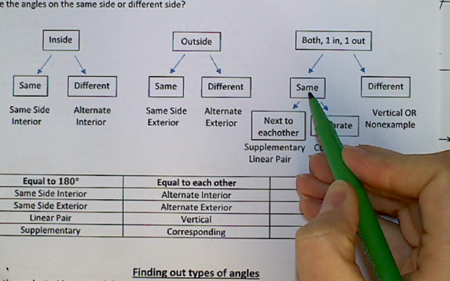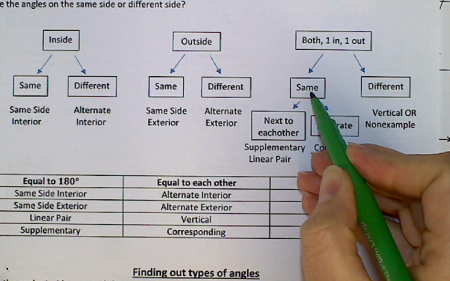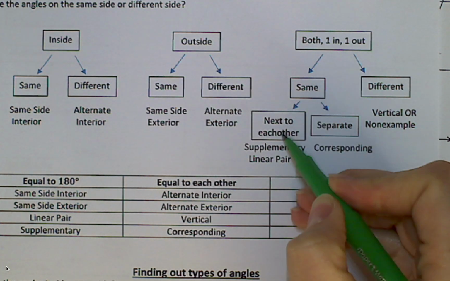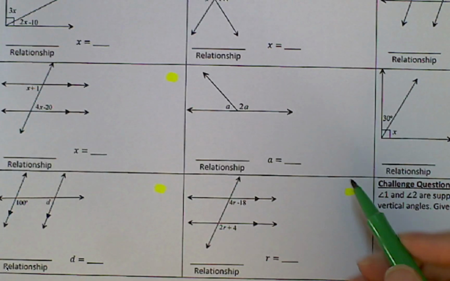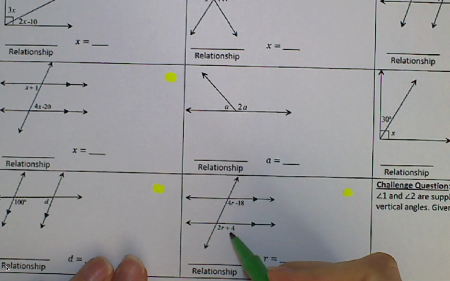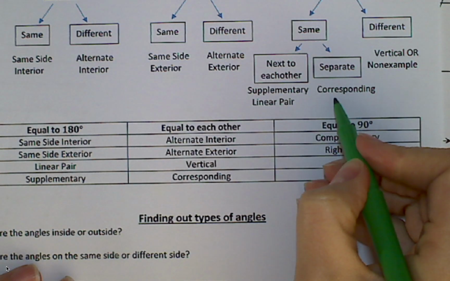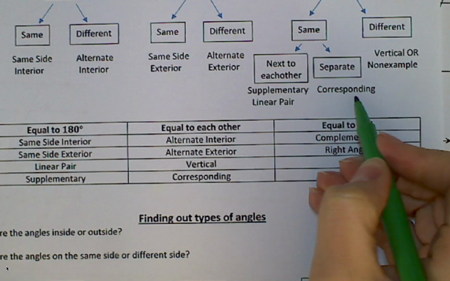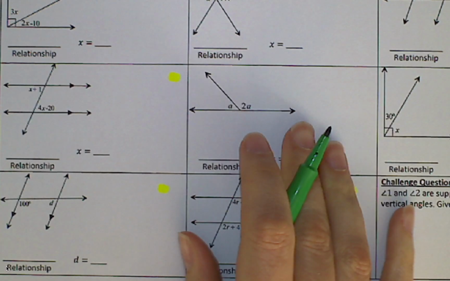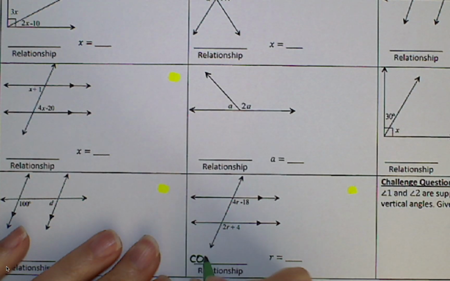You're going to say, are the angles next to each other or are they separate? Okay, so are they next to each other or separate? So if we look at this, these are not next to each other. Next to each other would be one right above the other. Okay, so they're separate. Because they're separate, therefore they're corresponding, okay? So for that first part of my problem, I would say, okay, the relationship here is corresponding.